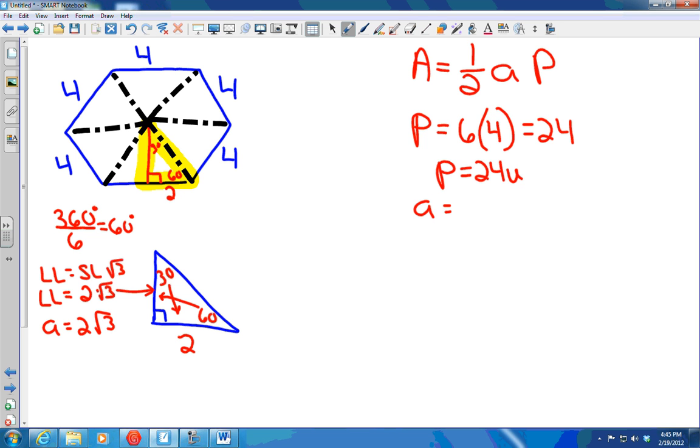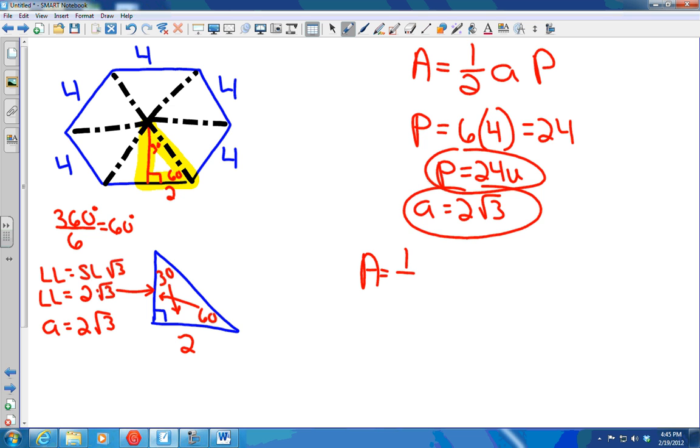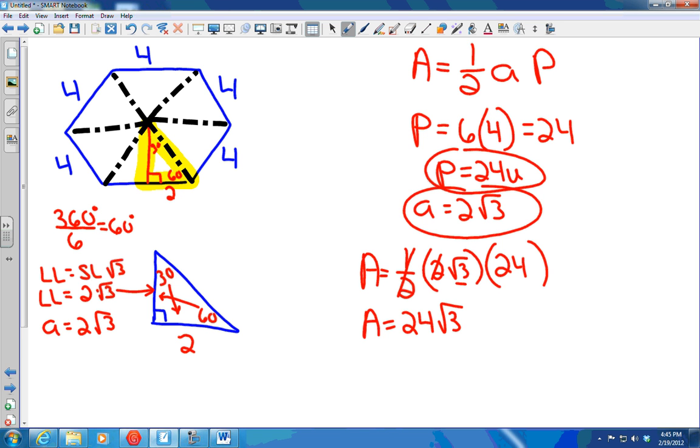That was easy. Apothem, 2 times the square root of 3. So I have the perimeter, I have the apothem, and I'm ready to plug those into my formula. Area equals 1/2 apothem, 2 times the square root of 3, times the perimeter, 24. Now I can multiply that 1/2 times 2 and I get 1. So area equals 24 times the square root of 3. We just have that square root of 3 left and that 24 left. So 24 times square root of 3. Let's call that units squared.